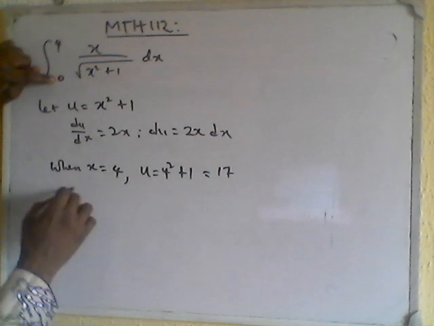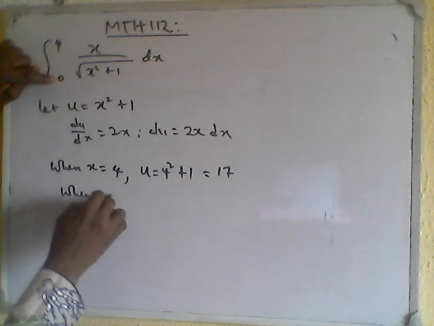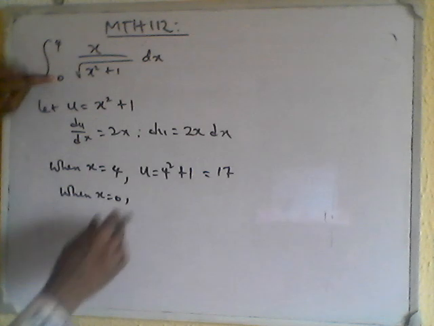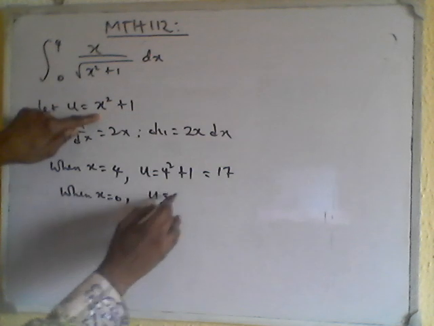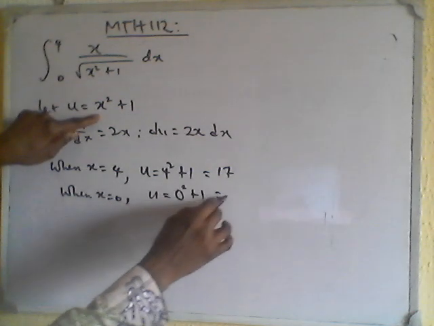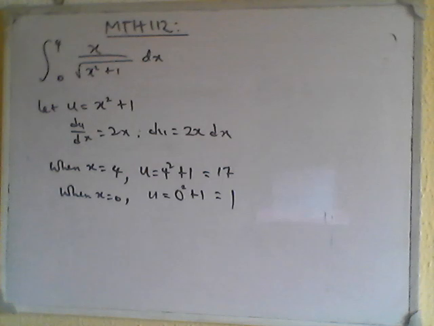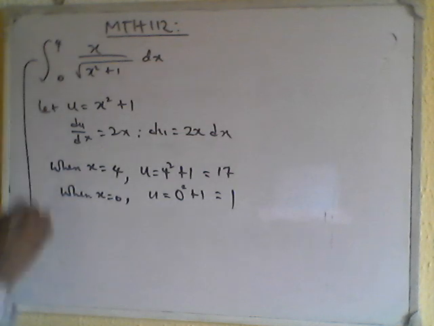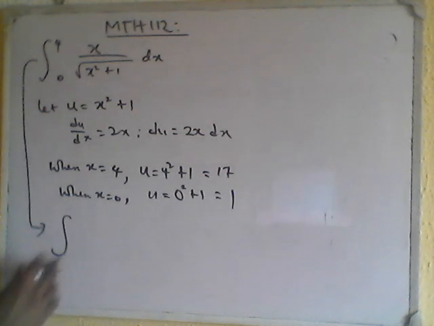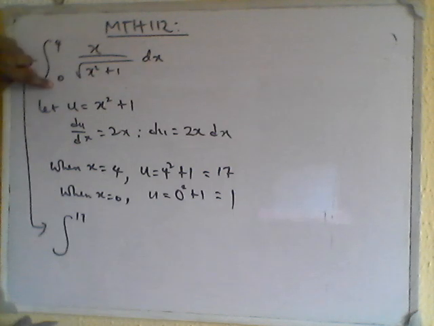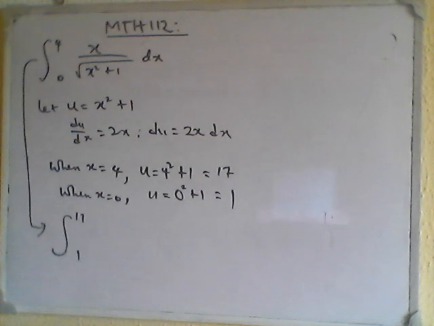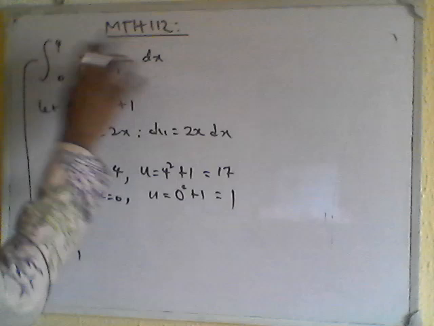For the 0, when x is 0, then u will be 0 squared plus 1, which equals 1, right? So the limits are 1 and 17 already. So I'm going to rewrite this one in terms of u. You know that 4 is mapping to 17, so it has changed to 17, and 0 is changing to 1 for that one. So I have x dx upstairs.